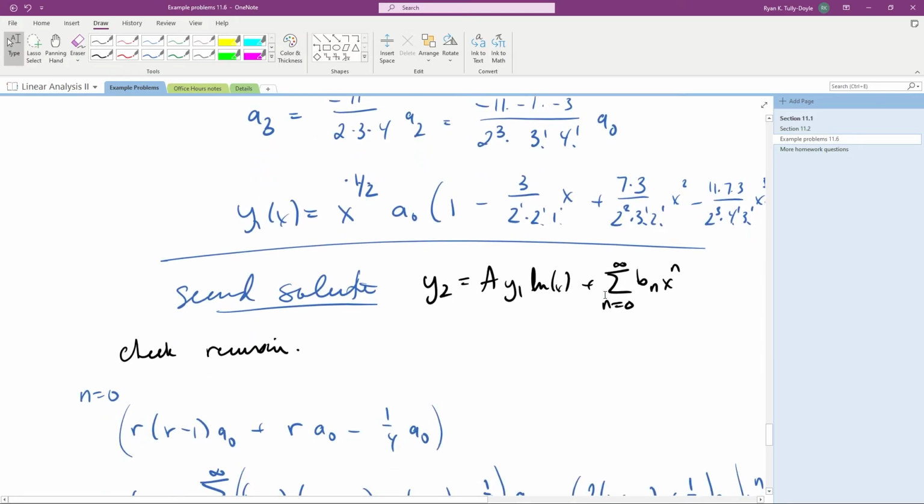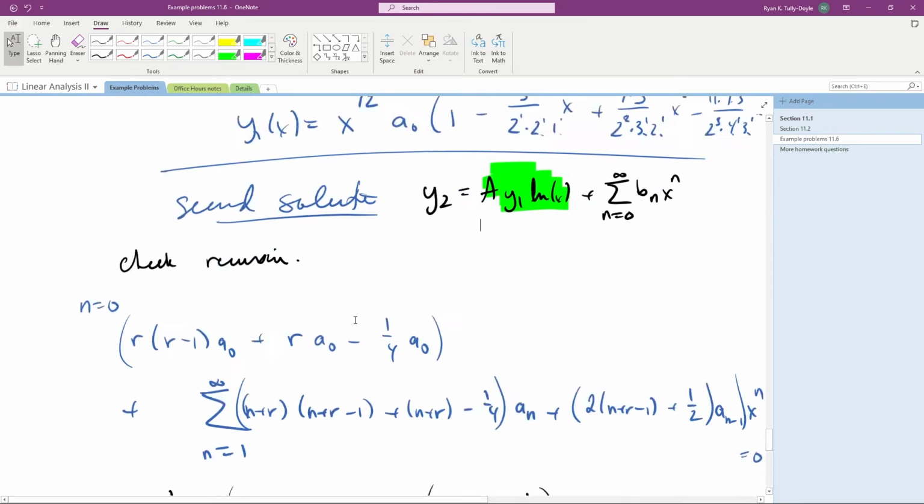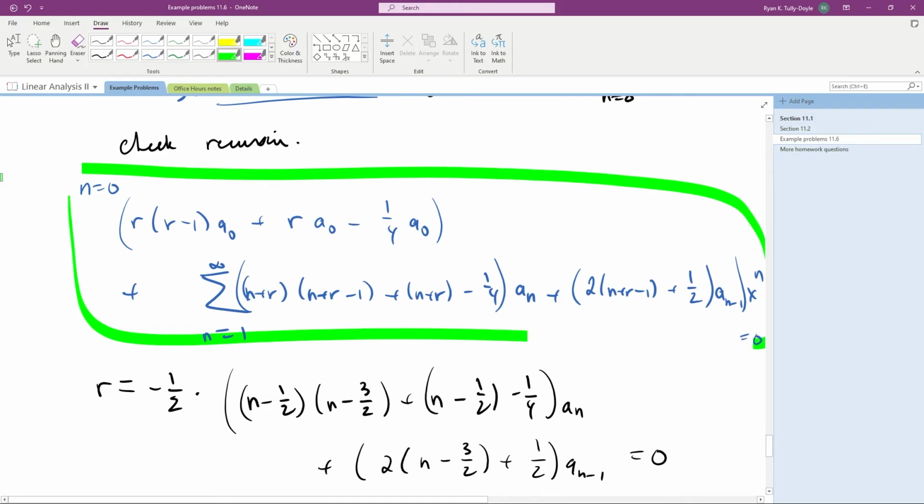Now for the second solution, again, it's the case that we have this a y1 natural log of x floating around out here. And I need to know if that's there or if it's not there. So I'm going to check the recursion. Here's the recursion from last time. The general recursion that we worked out is right here. And so what we're going to do is plug in r equals minus 1/2 and see what happens. So first we'll put r equals negative 1/2 into the initial equation part.